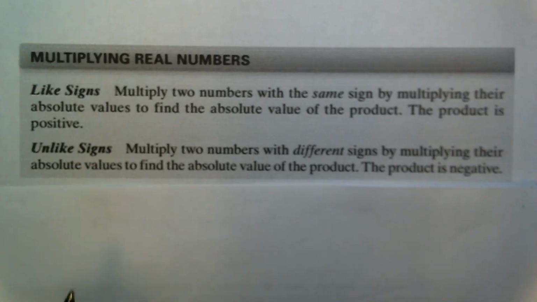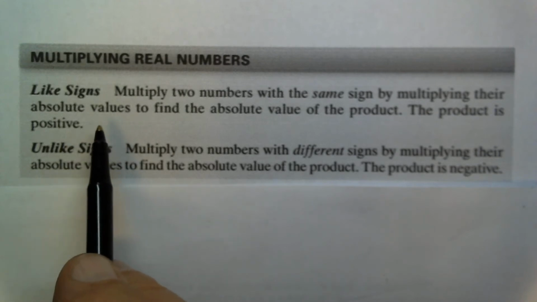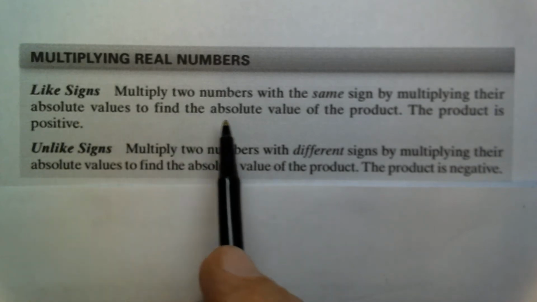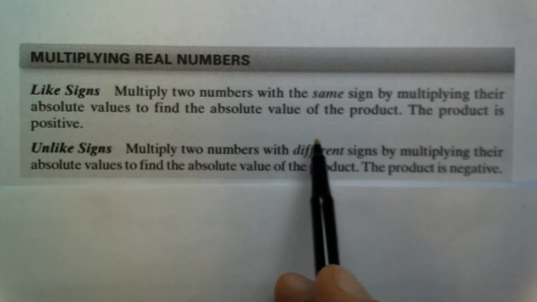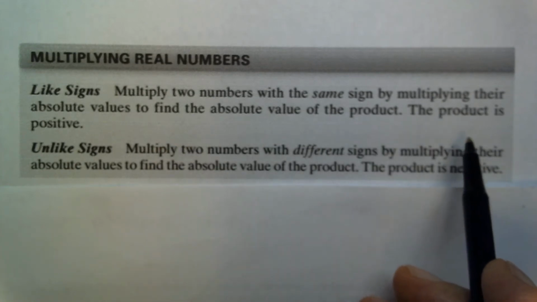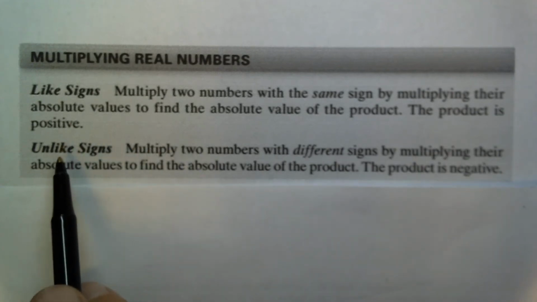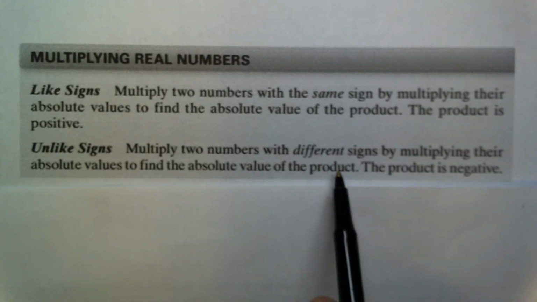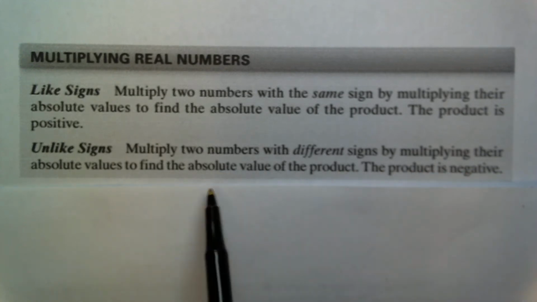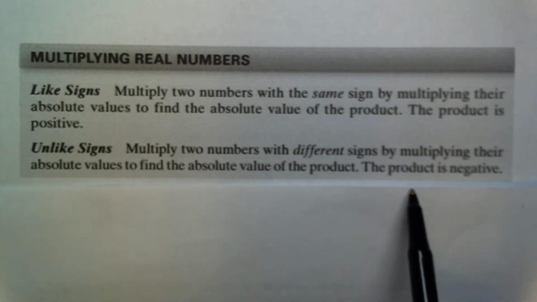The next topic is the multiplication of real numbers, and here two cases. Number one, like signs. Multiply two numbers with the same sign by multiplying their absolute values to find the absolute value of the product, and the product is positive. So like signs means the product is positive. When we have unlike signs, we're multiplying two numbers with different signs by multiplying their absolute values to find the absolute value of the product, and the product is negative.